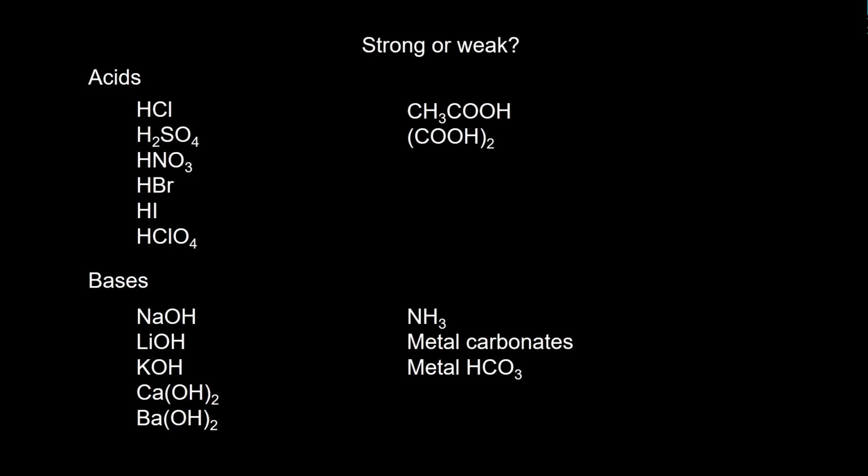And it would be in your interest to learn these off by heart so that when you come across these acids and bases, you know which ones are strong and which ones are weak. So I've put a list up here. We've got hydrogen chloride or hydrochloric acid. We've got sulfuric acid. We've got nitric acid. We've got hydrobromic acid. We've got the hydroiodic acid, and this one is an interesting one.